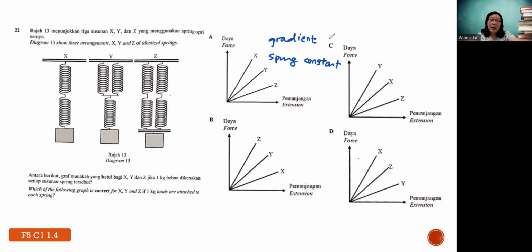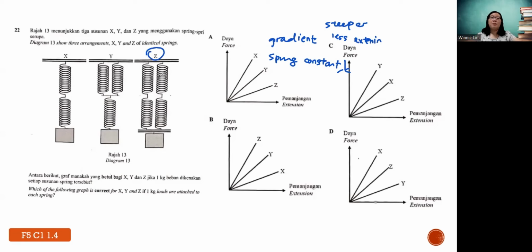constant. Okay, if the spring is hard, that means the gradient is greater. That means less extension. When you see a steeper graph, it means less extension. So now we will see which one has less extension for this graph. Z, right? Because you share.